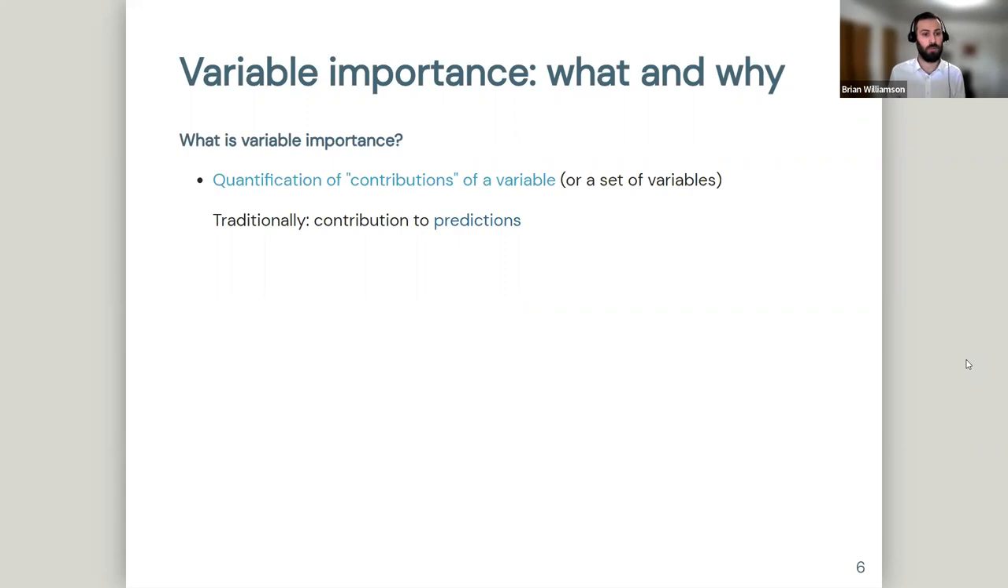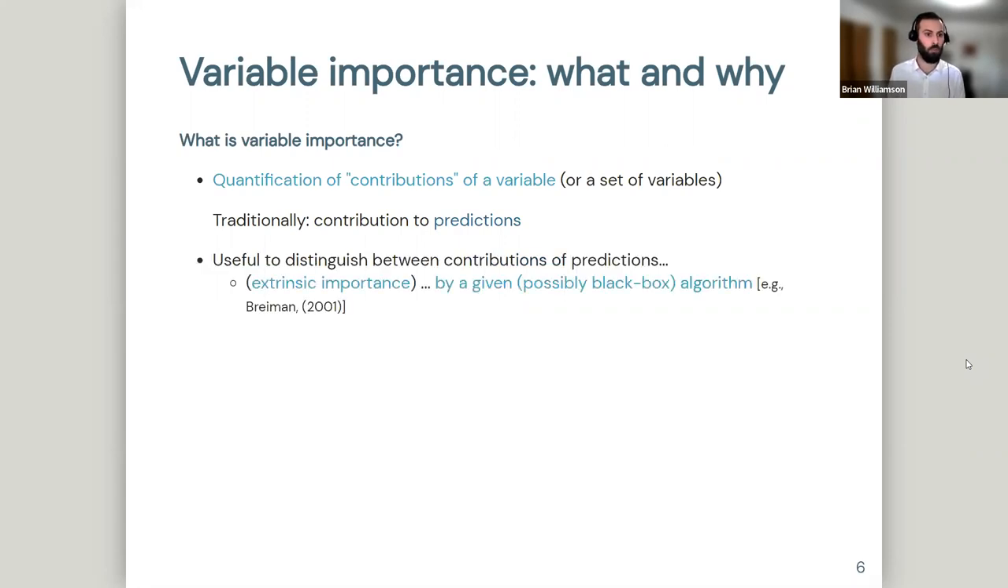But there are two general notions of this type of contribution. One is what I'll call extrinsic importance. Say you're given an algorithm, say you fit a random forest: how important are variables within this random forest? It's a super useful quantity for figuring out how the random forest works. But that notion of variable importance is very much tied to the procedure.